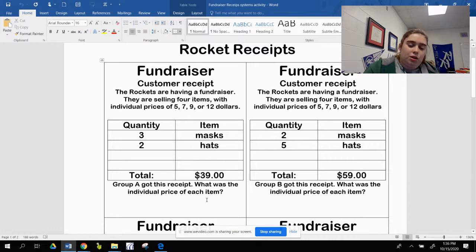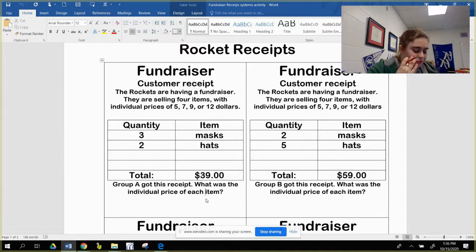So let's try to come up with some equations that match each one of these receipts. So this very first one, we're going to have 4 different equations because we have 4 different receipts and 4 different totals.